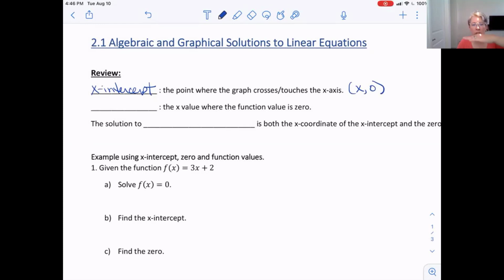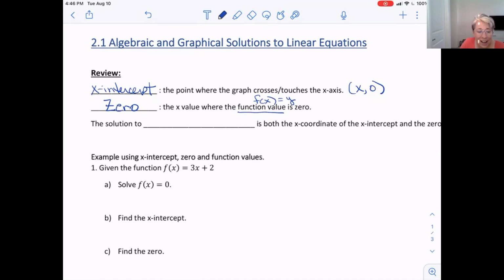We may also call this the horizontal intercept, because again, they may not always use x as the input variable. We also have something called the 0. The 0 is the x value where the function value is 0. Well, keep in mind that the function value is f of x, which also equals our y. You may see where we're going here.